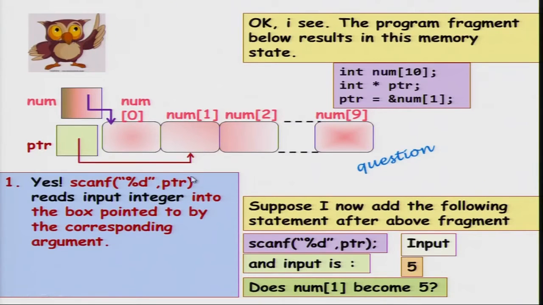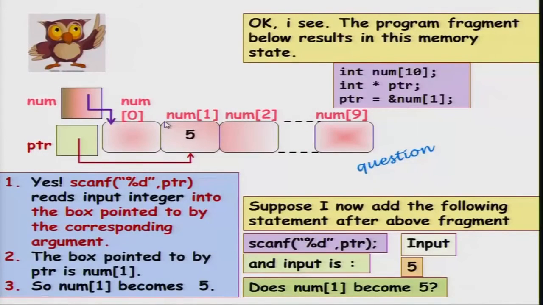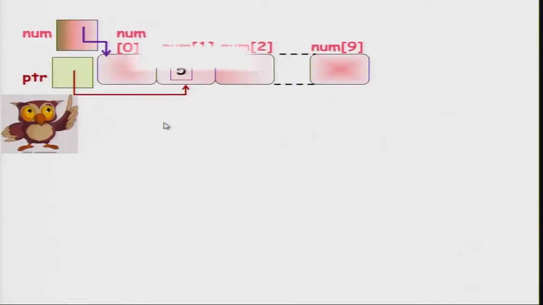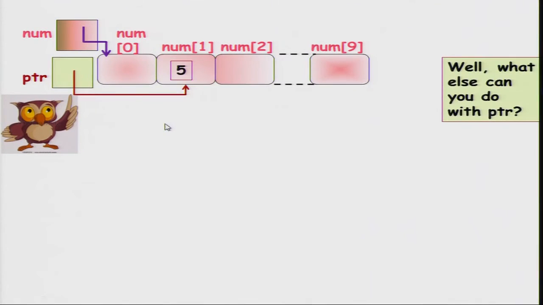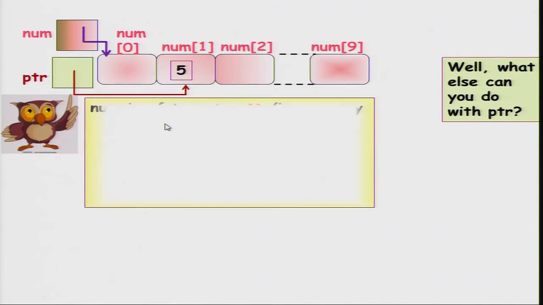Okay. So, as far as scanf is concerned, it does not matter whether you gave it as AND num1 or whether you initialize ptr to AND num1 and then gave ptr. It is an address and it will put the integer input by the user into that location. So, num1 indeed does become 5. Okay. So, the location of num1 is now containing the value 5. Now, what else can you do with a pointer?